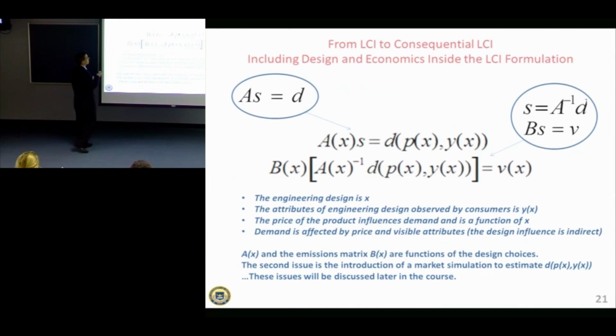Okay, so let's start now expanding the system to get us towards what we might call an economic integration, something we might call consequential LCI. So what we can do here, well, we can do a lot of things with this system. We can take the technology matrix and make it a function of design variables, like we did with horsepower. That's one thing we can do. That's typically not done, but we can do it.